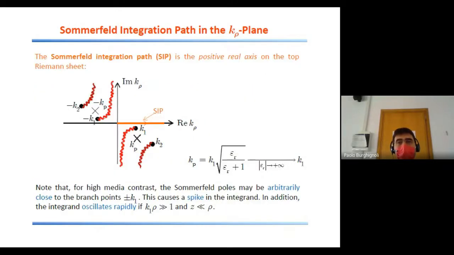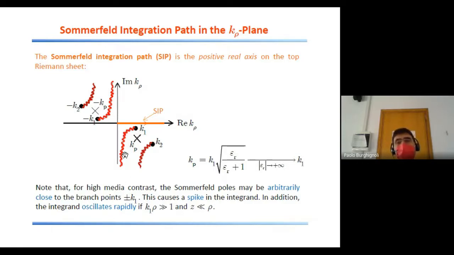Okay, having said that, our integral runs along the positive real axis of the complex K-rho plane. So now I have collected here all the information we know so far. We have the branch points, and for clarity I have drawn K1 as a complex number, so I am assuming some losses also in medium number one, with the associated hyperbolic Sommerfeld branch cuts, represented as wiggly lines.